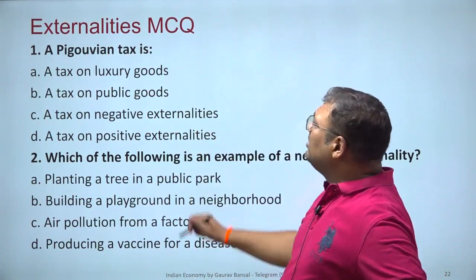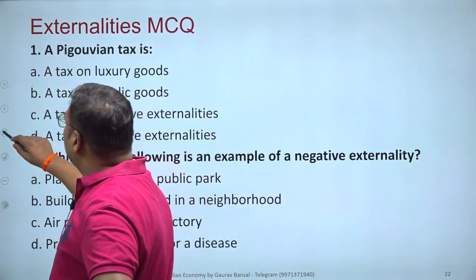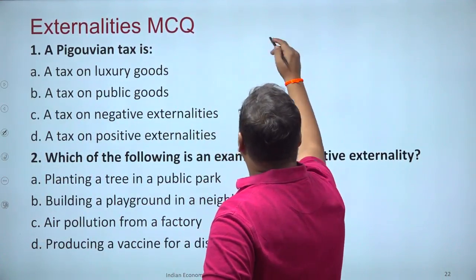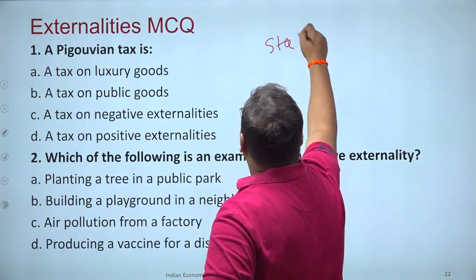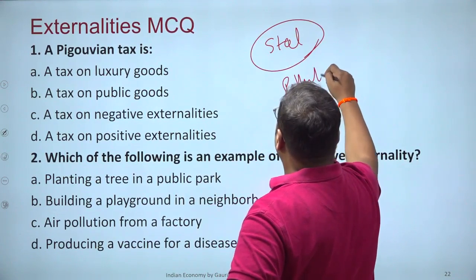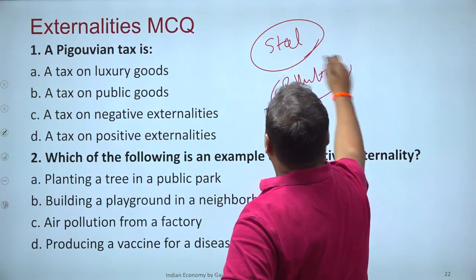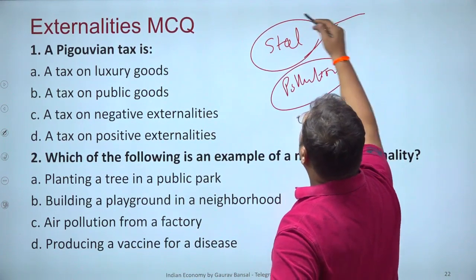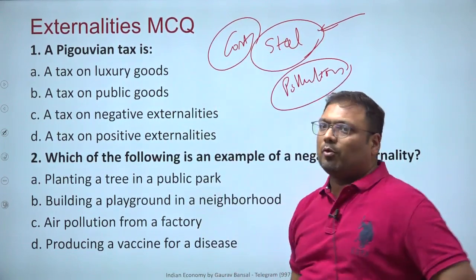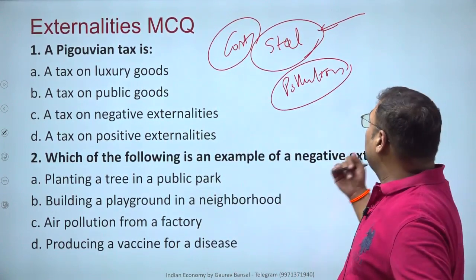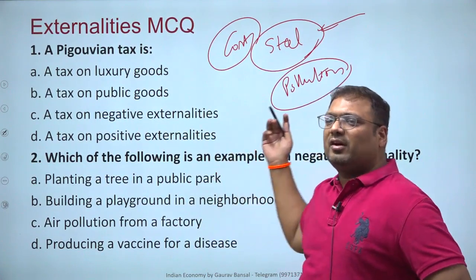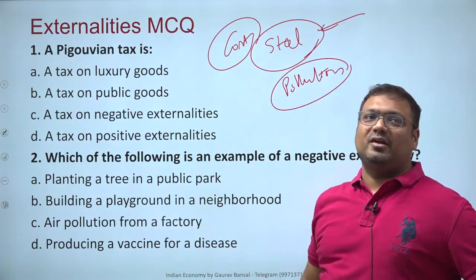Now let us consider that there is a company producing steel, but this steel company is also creating pollution. For producing steel, there is some cost. What the company is incurring is the cost of producing the steel only. But if you look at the entire economy, the economy is also affected by the pollution that this company has created.